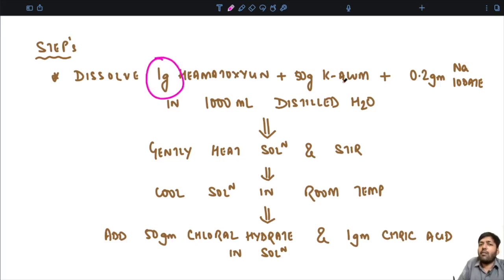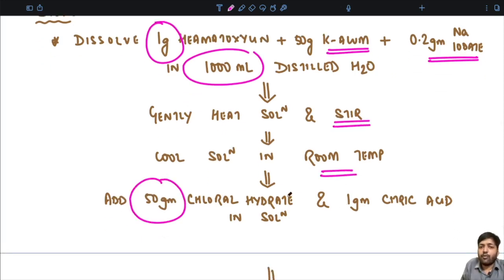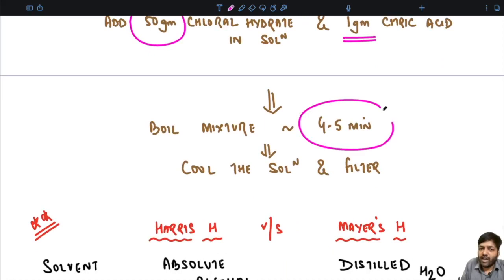You take 1 gram of hematoxylin and you add 50 grams potassium alum and 0.2 gram of sodium iodate. All these three things you should mix in 1 liter of distilled water and gently heat the solution, and you should stir. Cool the solution at room temperature. Then you add 50 grams of chloral hydrate and 1 gram of citric acid to the solution. You should boil the mixture for 4 to 5 minutes, cool the solution and filter it.